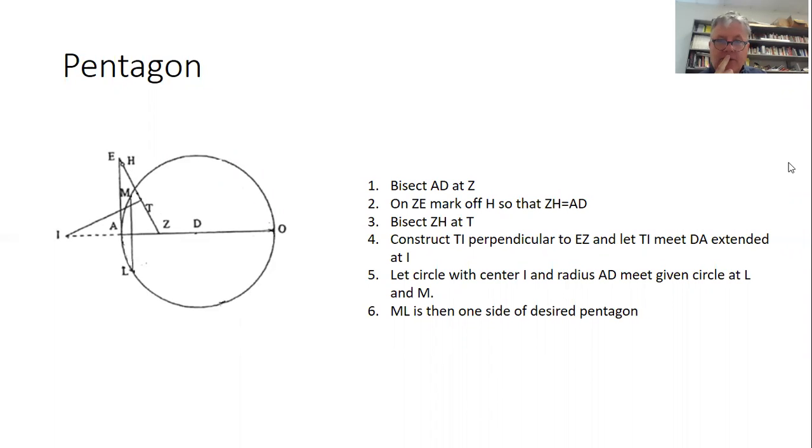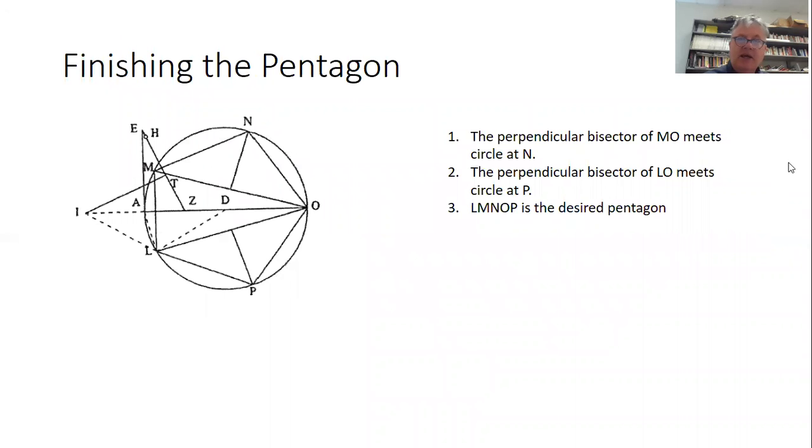Okay, and so then we get our point I, we get our rusty compass, and we mark off L and M. That's saying IM and IL is equal to AD. And the claim then is that ML is one side of the desired pentagon, and we can then just take that around.